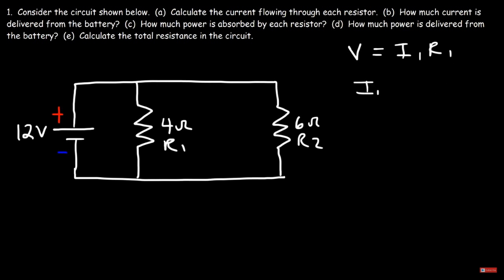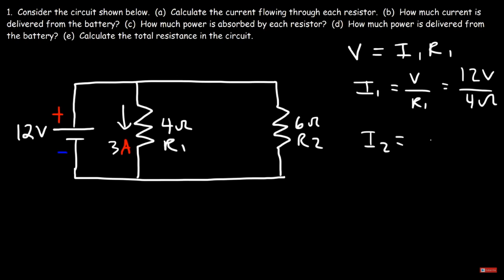So to calculate the current, it's going to be the voltage divided by that particular resistor. So we have 12 volts across this resistor, and if we divide it by 4 ohms, that's going to give us a current of 3 amps flowing through that resistor. So that's I1. Now to calculate I2, it's going to be the voltage of the battery divided by R2, which is 6 ohms. So the current flowing through this resistor is 2 amps. 12 divided by 6 is 2.